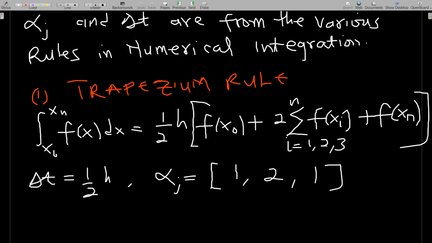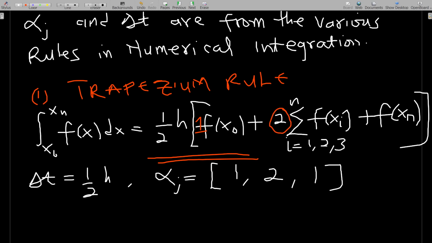The first one is the trapezium rule. Okay, so the trapezium rule is how the formula is being given. The alpha j's are just the coefficients of the f(x). f(x) is inside here. So here the coefficient of f(x0) is just 1. Here we just have 1 multiplying it, and for all the f(x1), f(x2), f(x3) and the rest, their coefficient is 2.